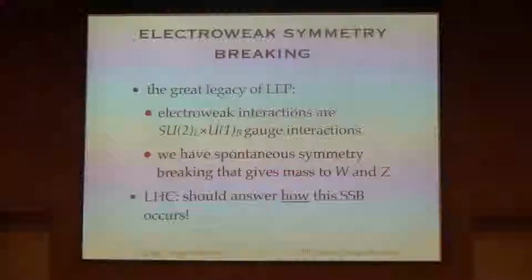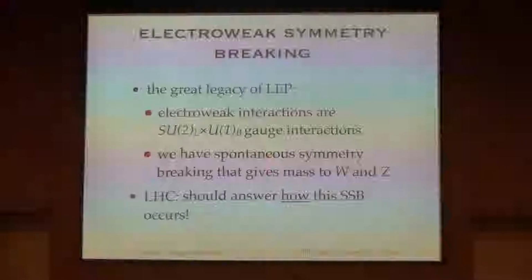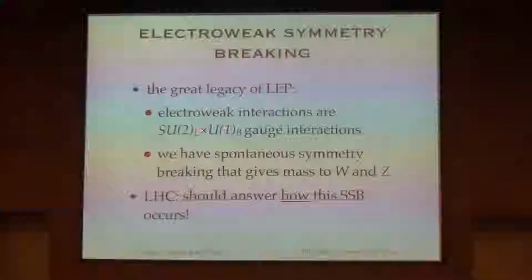What is our starting point? Of course, there were experiments before the LHC. The great legacy of LEP, the electron-positron collider at CERN from the 90s, is that we know that we have electroweak interactions, which are the SU(2) x U(1) gauge interactions. We know that we have spontaneous symmetry breaking. The masses of the W and Z and the radiative corrections conform with this picture. What the LHC should answer is really how this spontaneous symmetry breaking occurs.